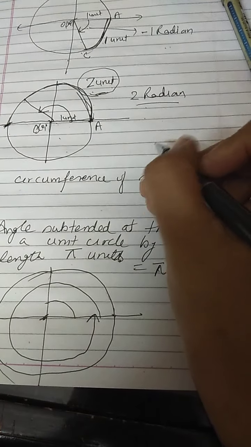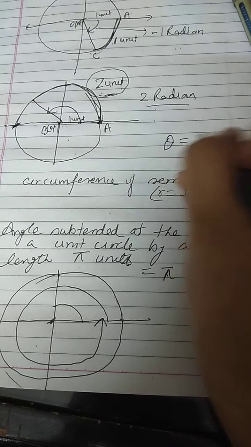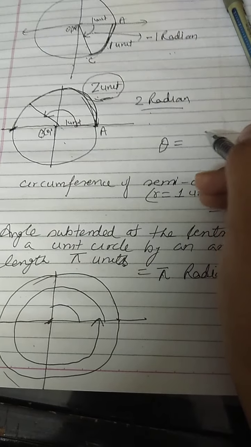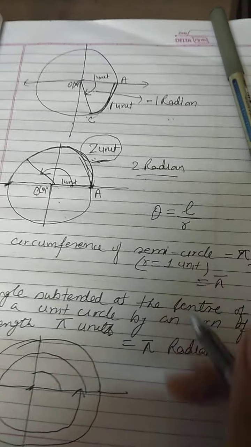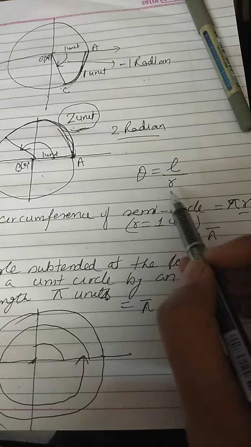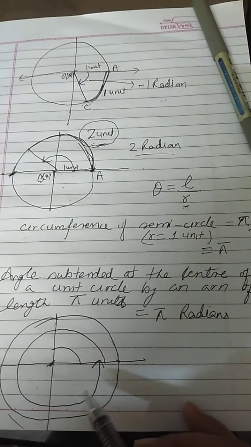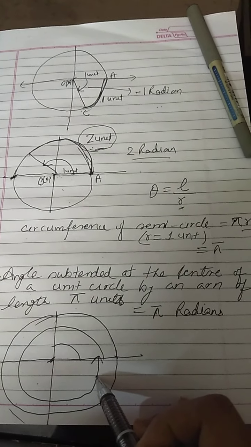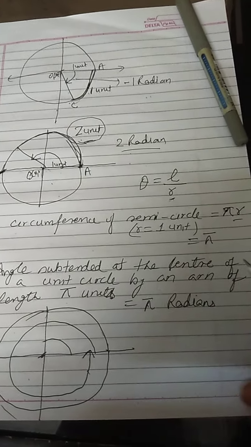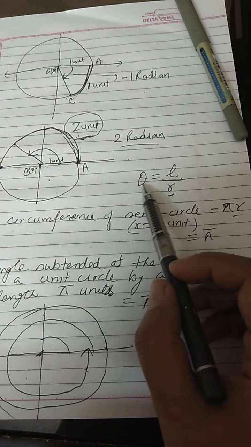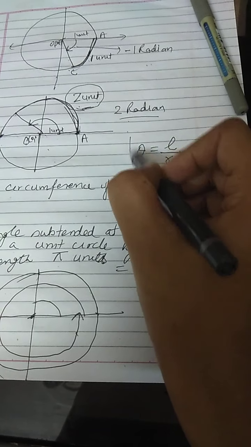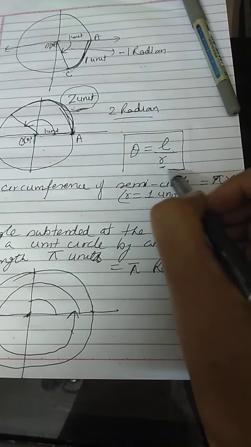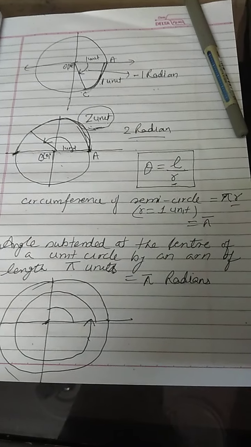That means whatever angle theta is becoming, how are we writing it? Theta is actually the length of the arc divided by the radius of the circle. The radius of the circle is always 1 unit here because we are taking a unit circle. So whatever length is there, that is equal to the angle. This is our generalized formula when we are finding the angle of a unit circle.